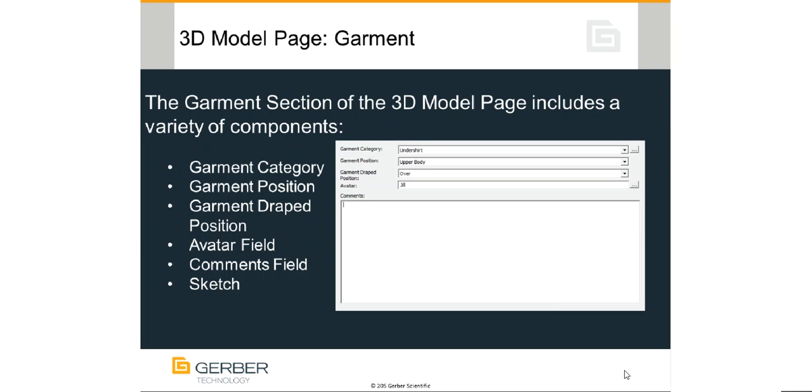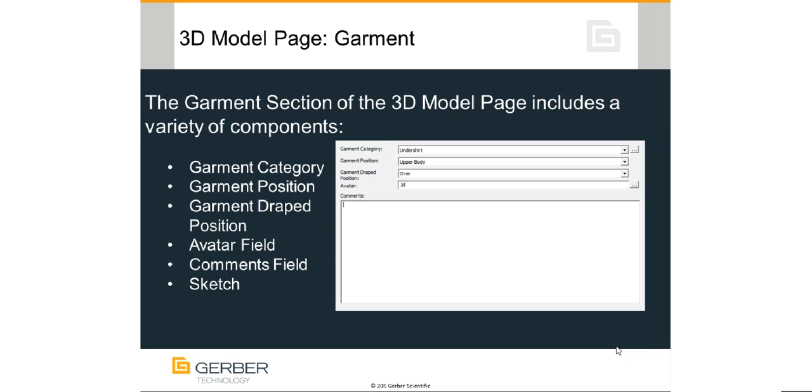The garment position field specifies the location of the garment with regard to the body or avatar. Garment draped position specifies the 3D position of the garment relative to other garments on the avatar. The avatar field specifies which avatar file should be utilized when the model is displayed in 3D. Avatar files are an OBJ format. The comments field can be used for additional descriptive information and is optional. Finally, a sketch can also be included with the model if so desired.